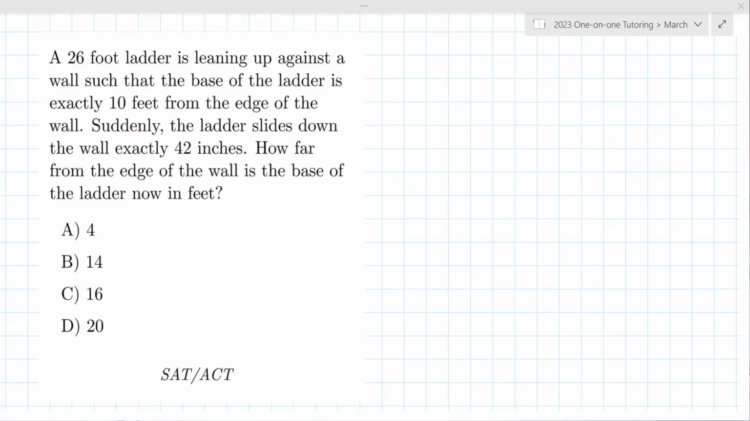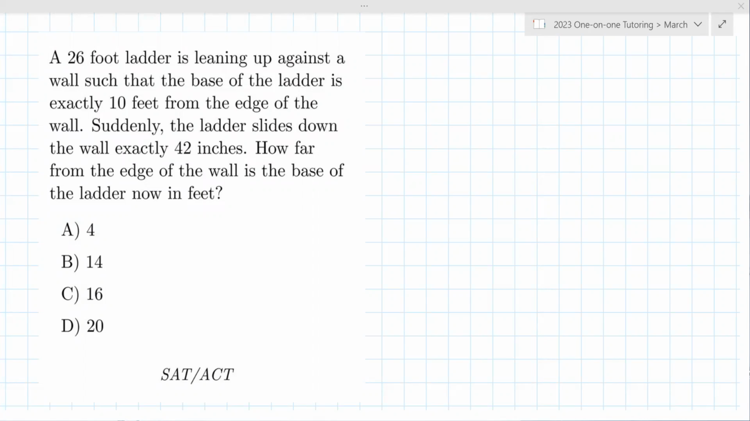576. 24. C equals 24. So then the height is 24. The ladder slides down the wall 42 inches. So then 24 minus 42 inches. So 42 divided by 12 is 3.5. So then you get 20.5. But you have to plug it back into the equation, I think, right?